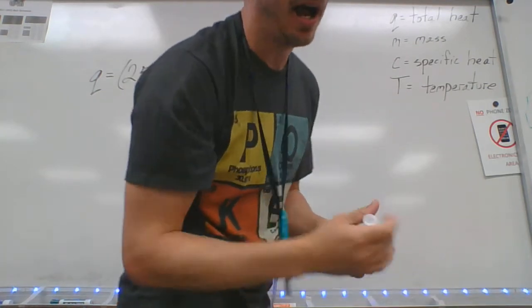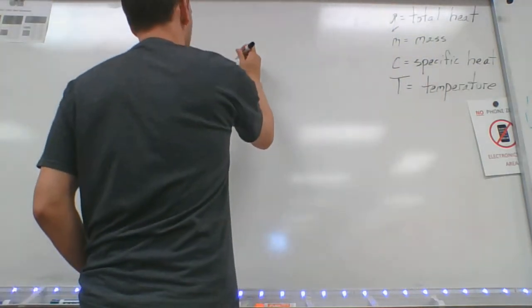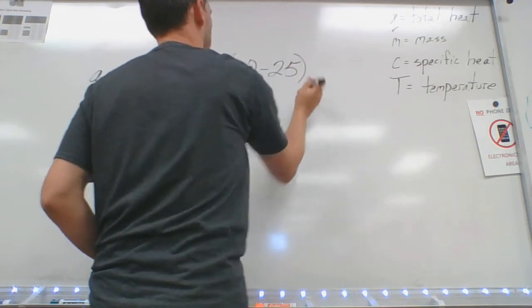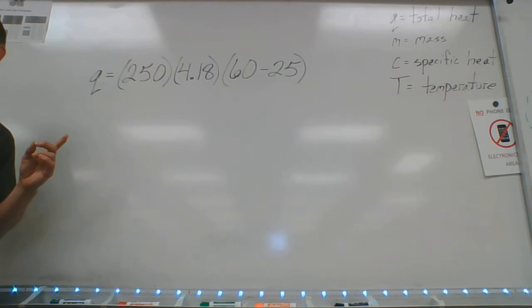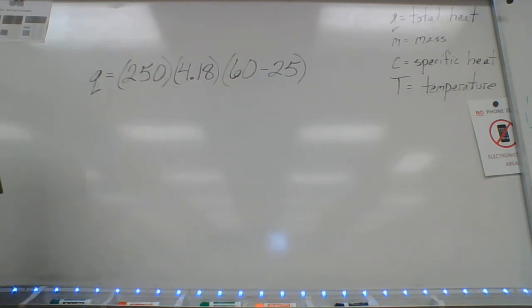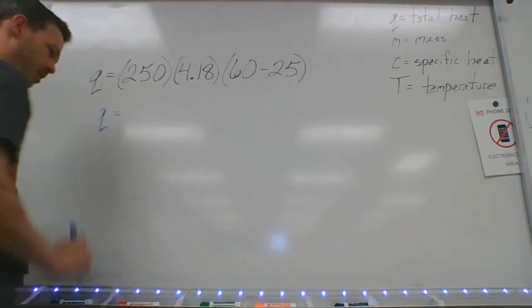So keep that in mind. So watch here. It says that we're going from 25 to 60. So I'm going to go 60 minus 25. And that's real important. That's real important, y'all. You can plug this in. There's not even any algebra here. Just plug and chug. Let's make sure that our button pressing skills are on.